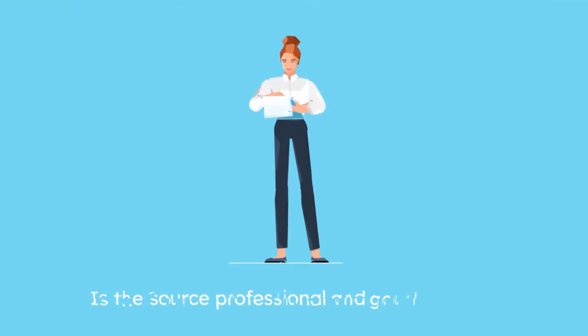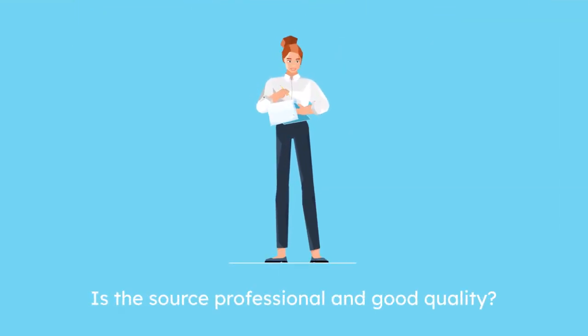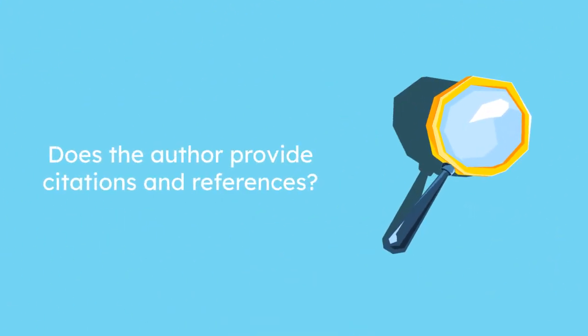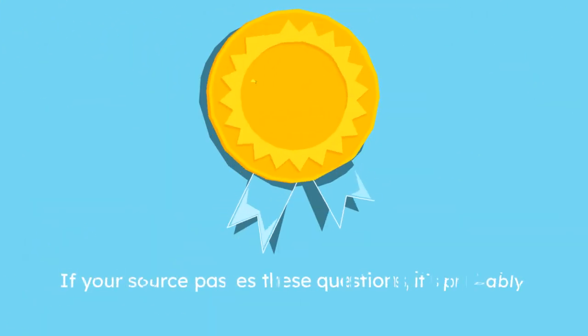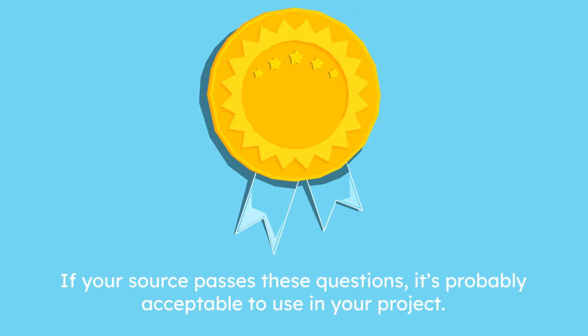The C stands for craftsmanship. Ask yourself, overall, is the source professional and good quality? Is it clear, accurate, precise, and free of errors? Does the author provide citations and references to credible sources in the correct format? If your source passes most or all of these questions, it's probably acceptable for you to use in your project.